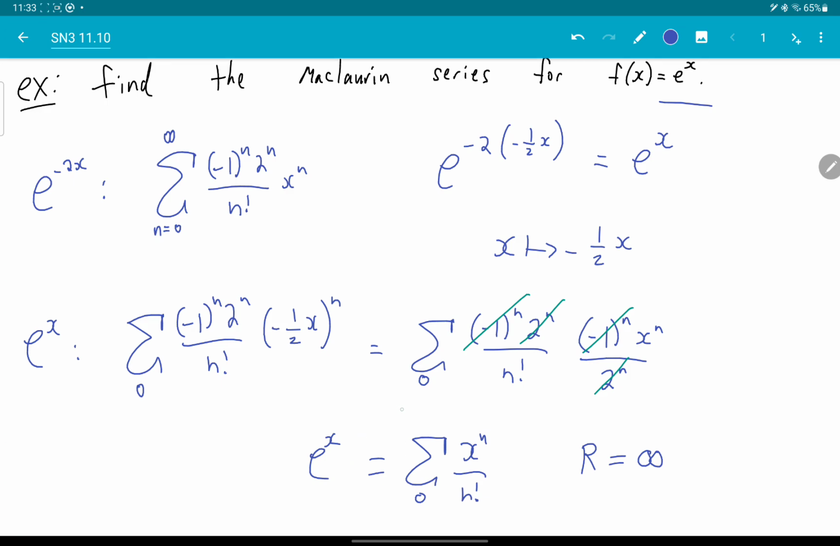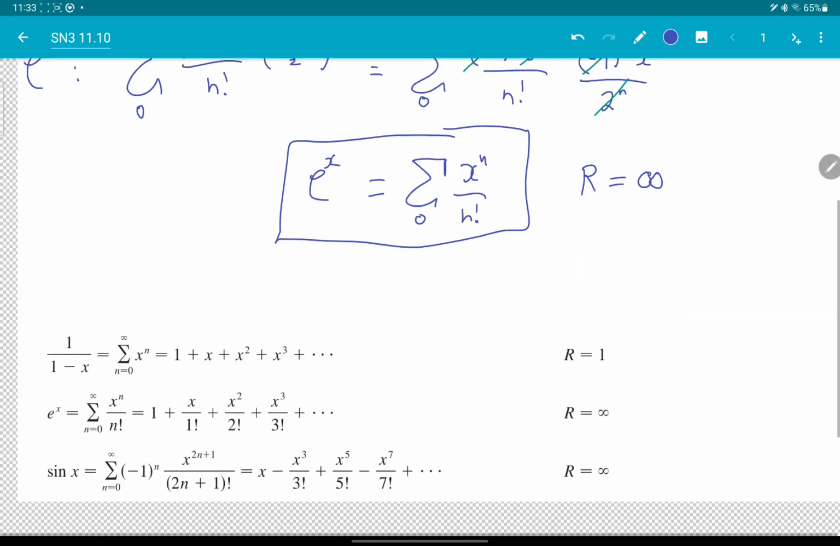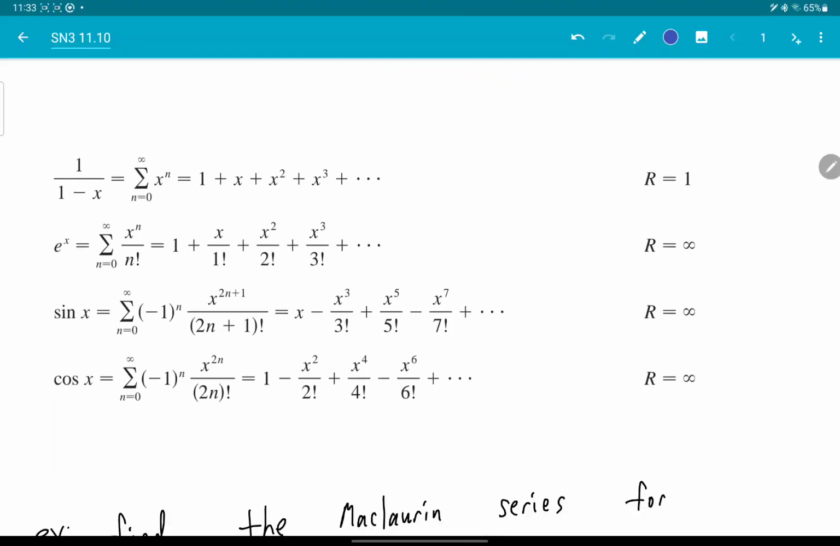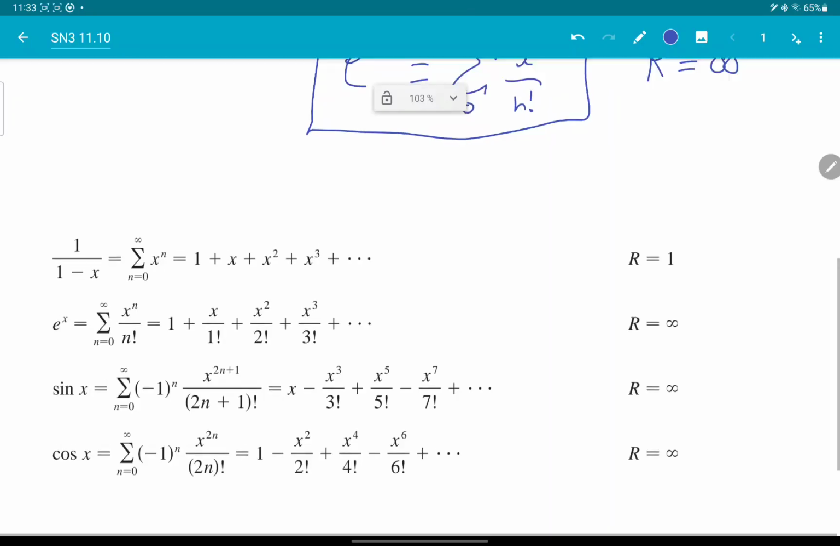But anywho, we have this series, and this is one series that I will have you memorize, in addition to these other ones here. So here's the four that you will have to memorize. And we'll be using these sort of given, memorized Maclaurin series to derive different ones.